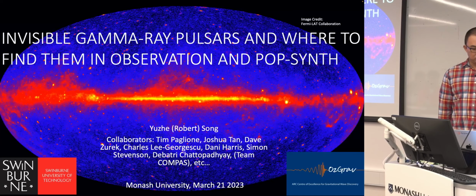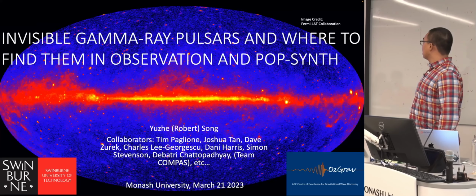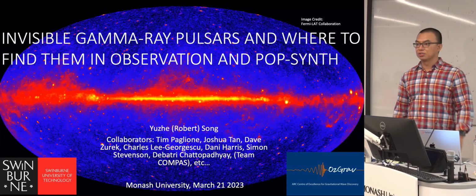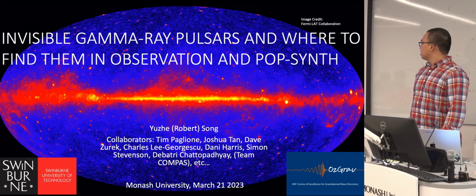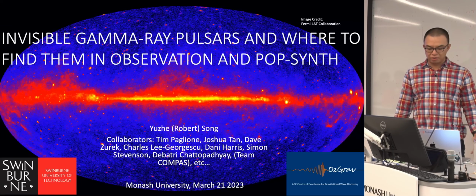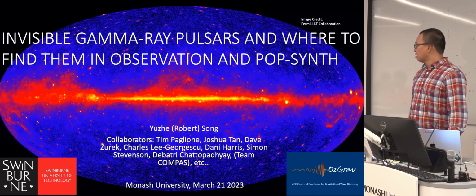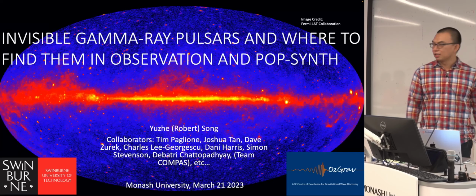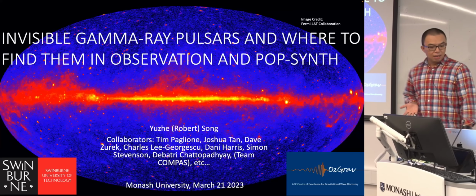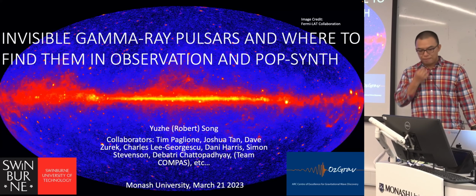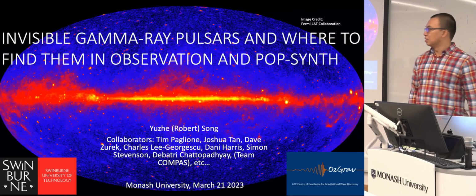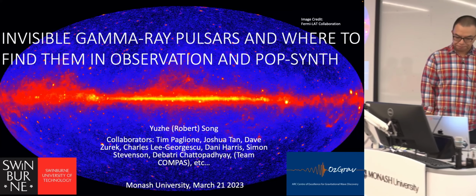So I'm going to talk about, as Evgeny just said, invisible gamma-ray pulsars and where to find them in observations and how to look for them in population synthesis. So this talk consists of two parts. The first part is part of my PhD work, which is using data from the Fermi Gamma-ray Telescope to look for these invisible gamma-ray pulsars with some stacking techniques. And the second part is to use COMPAS to do population synthesis to try and match the observation with some modeling.